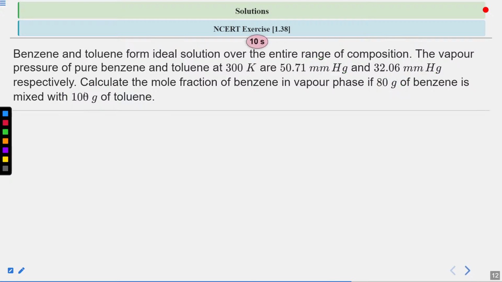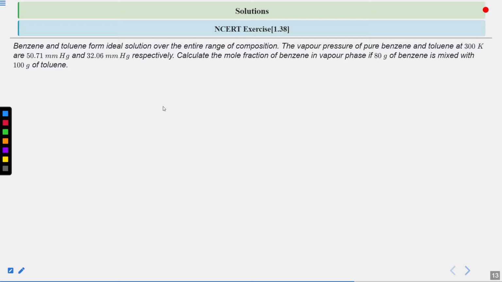So you can think over this question for a small while, then we'll move to the solution. Vapor pressure is given for the pure solvents and solute, and their concentration is also given, which is 80 gram dissolved in 100 gram of toluene. So what is the first thing that we are interested in? If we consider the vapor pressure, we are interested in the mole fraction.